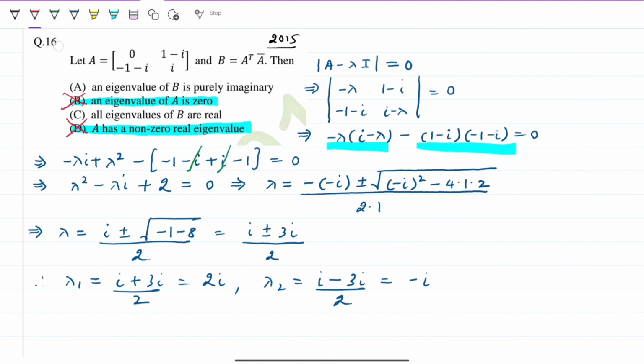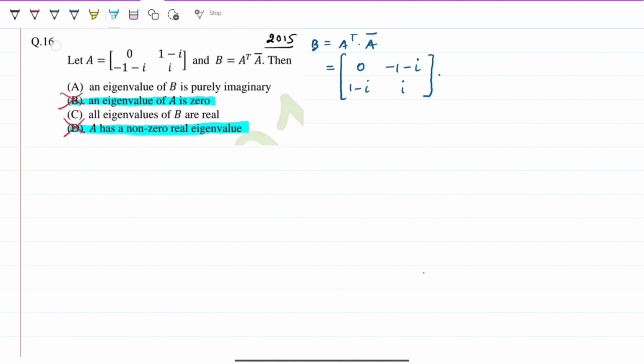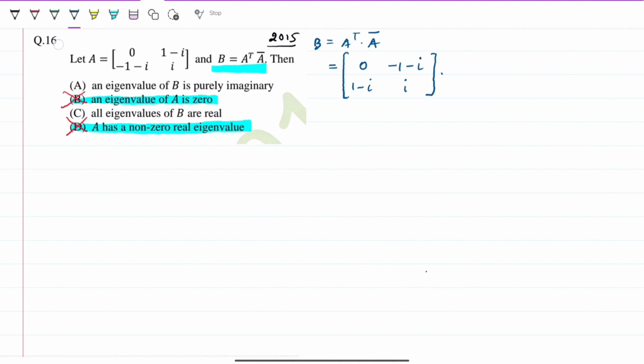Now we have to talk about the eigenvalues of B. For that we are going to first evaluate B, and it goes like this. It is given to us that B is equal to A transpose times the conjugate of A. Now the conjugate of a matrix A means that for every entry we take the complex conjugate.